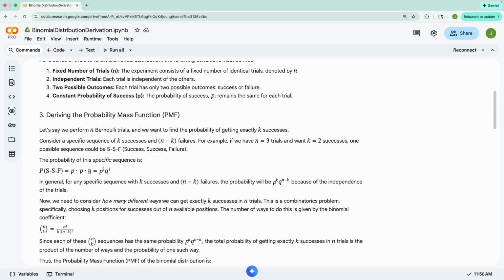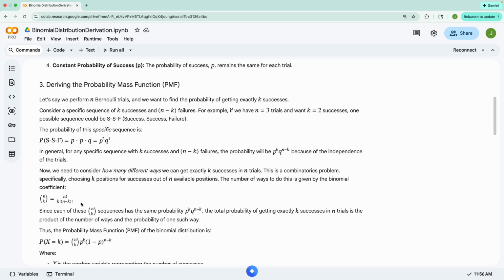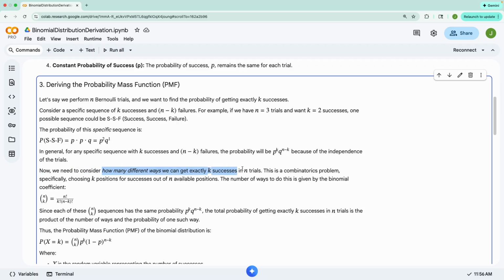But there are many ways in which this can occur. For example, we could have failure, success, success, or success, failure, success. And so we have to count all the ways in which we could have 2 successes out of 3 trials. This is a combinatorics problem. How many different ways can we get exactly k successes in n trials? Keep in mind, we don't care about the order here. We just care about having k successes.